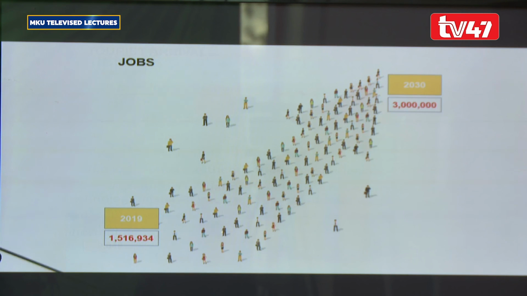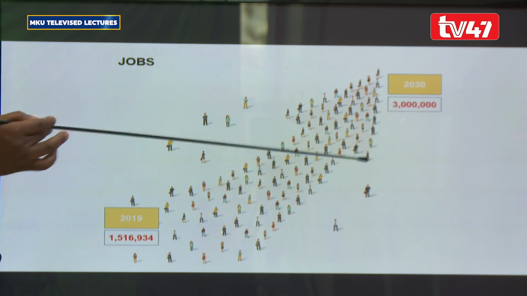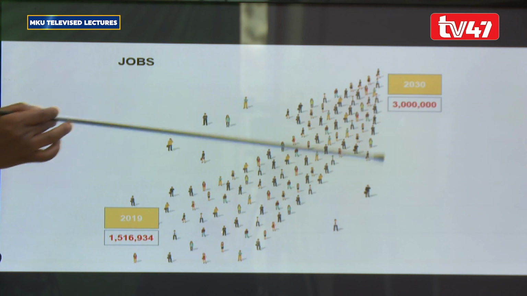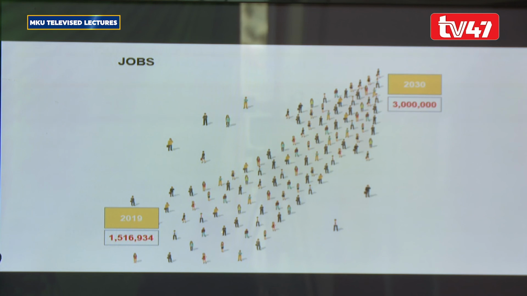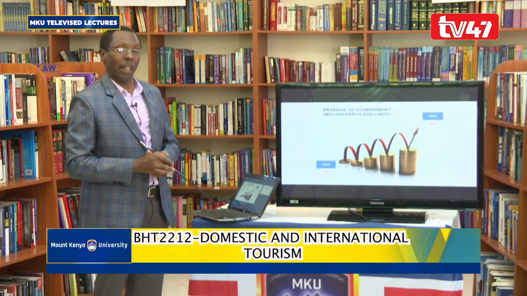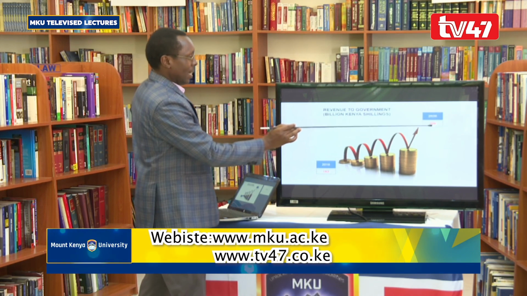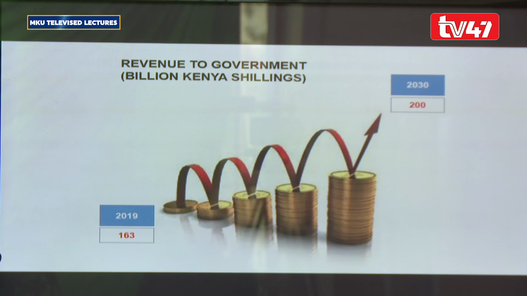Then the other benefit is that today, as we speak, we have 1.5 million Kenyans who are employed in the tourism industry. And we are projecting that if all strategies are put in place and we embrace the emerging trends, then by the year 2030, we will have 3 million Kenyans employed. So it will be double of this. And in terms of revenue, today we stand at 163 billion. And in the year 2030, we project to have hit 200 billion.